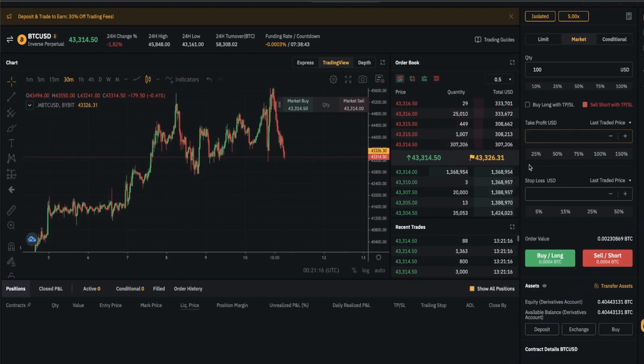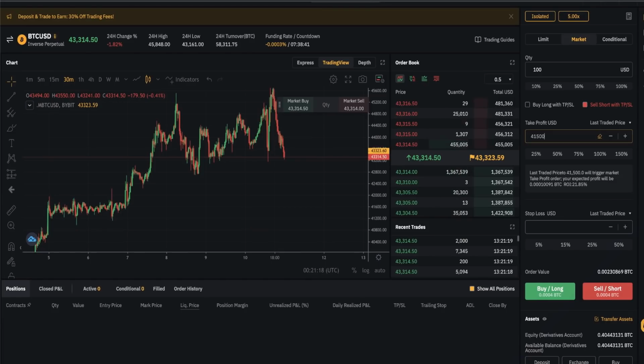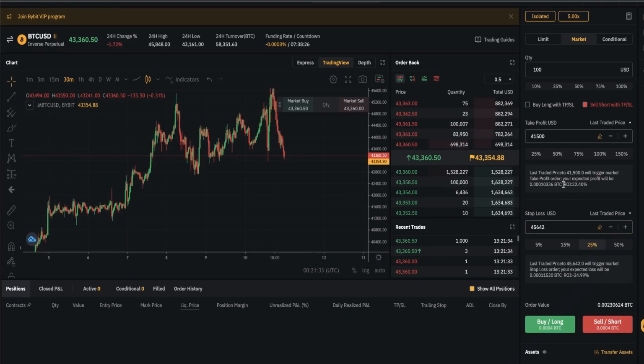So let's put in 41,500 as our profit target. That's where we want to see the market go, and if we get that target, we make money by betting against the market. Likewise, our stop loss is going to be a higher number. Let's put 25% on there as an example. So if the price gets up to $45,642, our stop loss will be triggered and we're going to take a 25% loss on this trade. Whereas if we get down to 41,500, we make 22% on this trade.